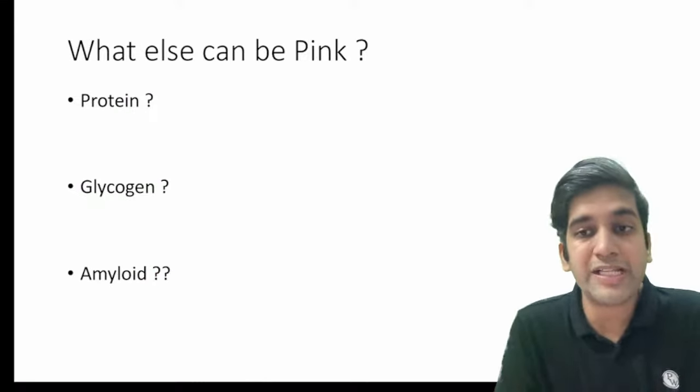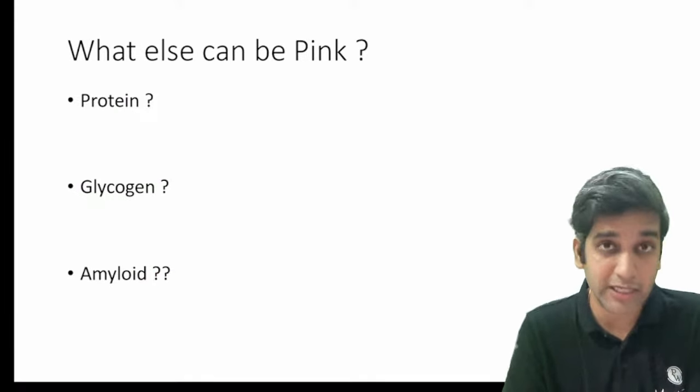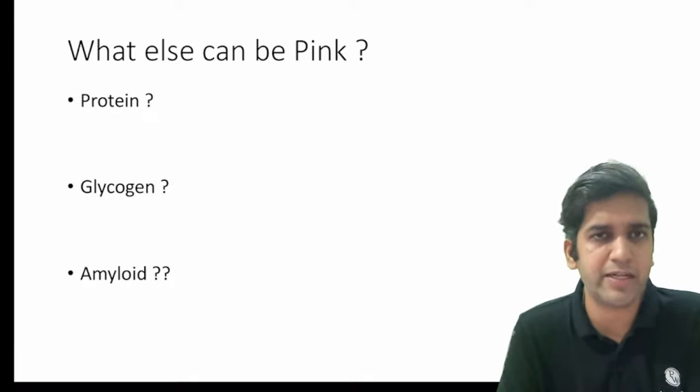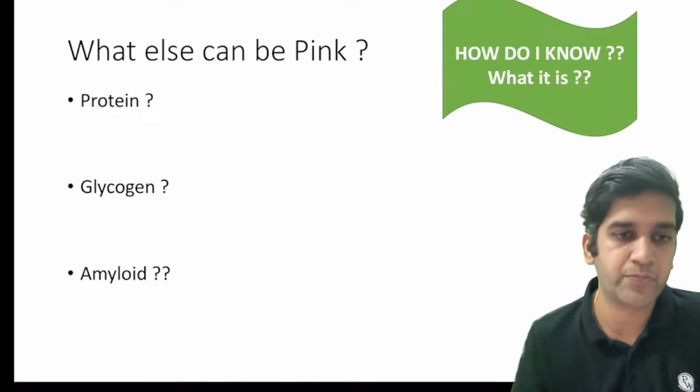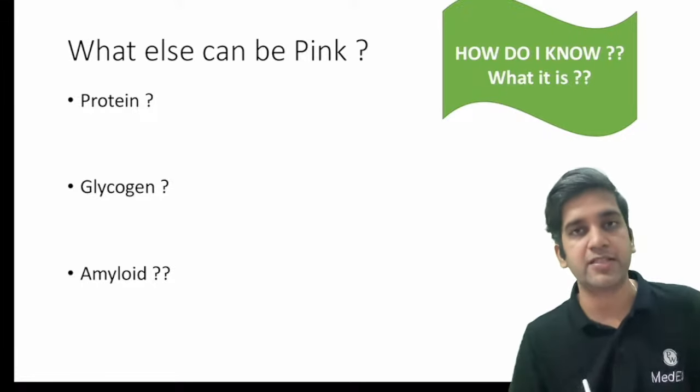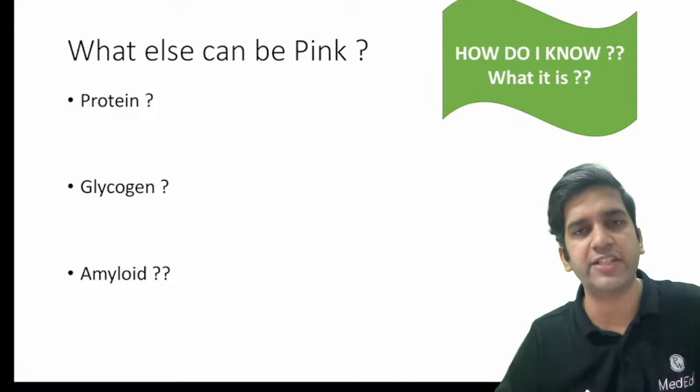Okay, next. So what else can be pink? Protein can be pink, glycogen can be pink, amyloid can be pink, right? All these things can be pink. It's not just necrosis, right? So how do I differentiate them? So if two things are pink in appearance, what comes to your mind? How do you differentiate them?